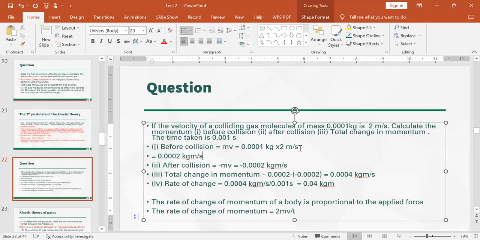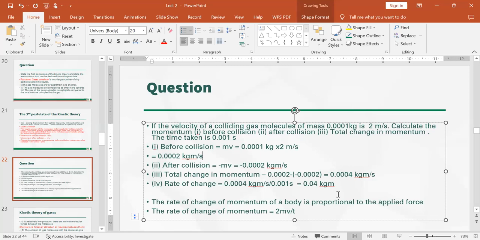And now the momentum after collision will be the same value, but it will now be negative, since the other one was 0.002, this one will be minus 0.002. So now the total change in momentum will be momentum before collision minus momentum after collision, which is 0.001 minus 0.002 minus minus 0.002. So that is why you have 0.004. So now the rate of change of momentum will be the total change in momentum divided by the time. The time was given as 0.001 seconds. So you divide that by time and you have gotten that.